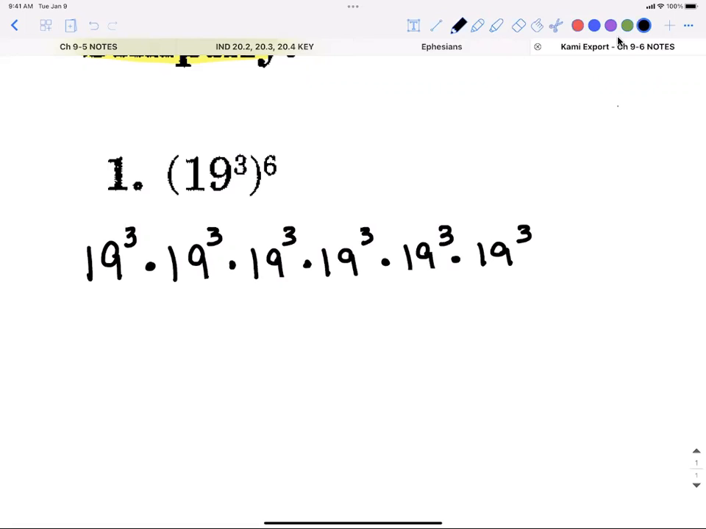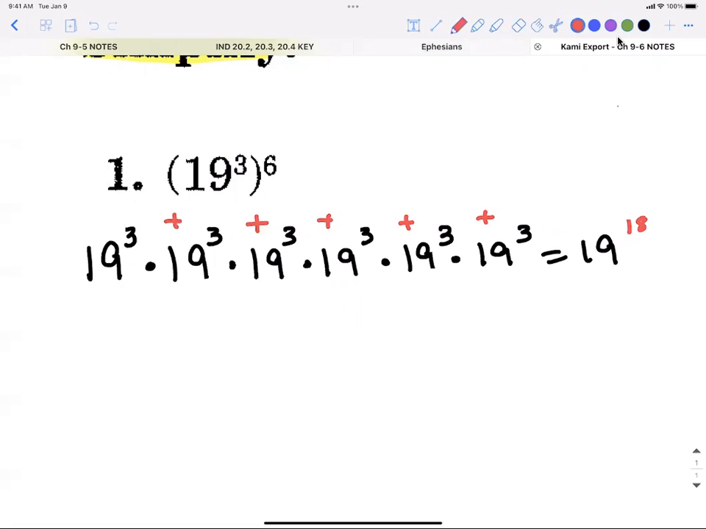Okay, now it looks like just a multiplication problem like we did last week. Base is 19, so base, keep your base. And then because it's all multiplication, we would add 3 plus 3 plus 3 plus 3 plus 3 plus 3, add that up 6 times, and we get what? What's 3 plus 3 plus 3 plus 3 plus 3 plus 3? 18.